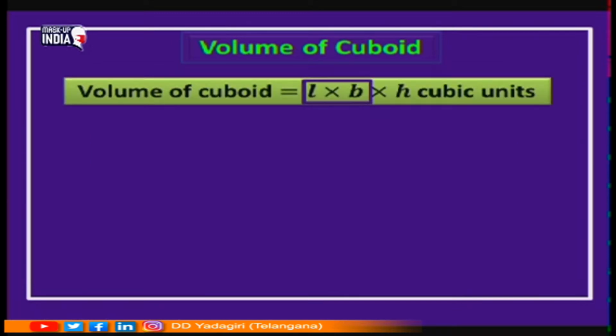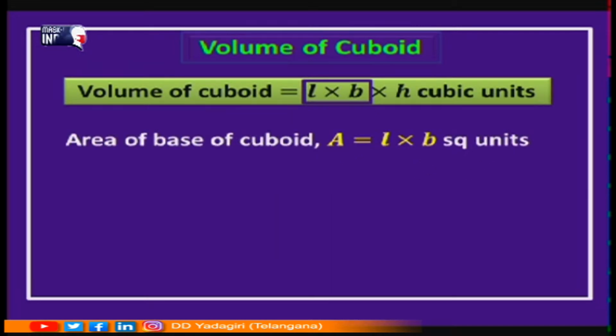So, children, if you consider this L into B, what actually is L into B? It is length into breadth. So, that is nothing but area of the base of a cuboid, isn't it, children? So, area of base of a cuboid A is L into B.